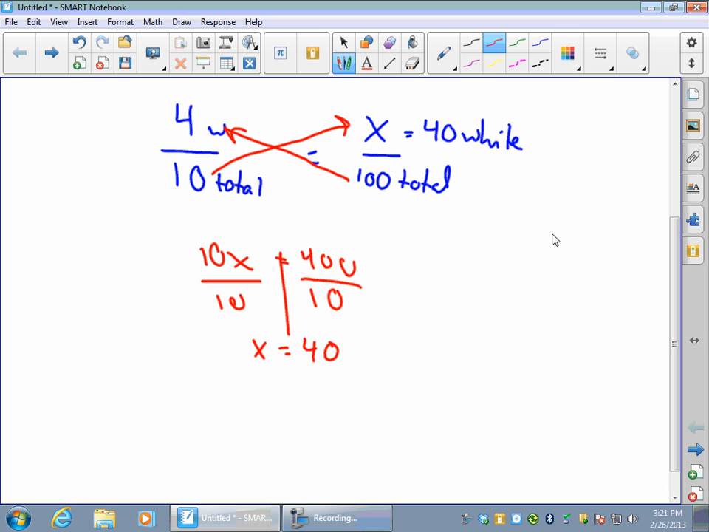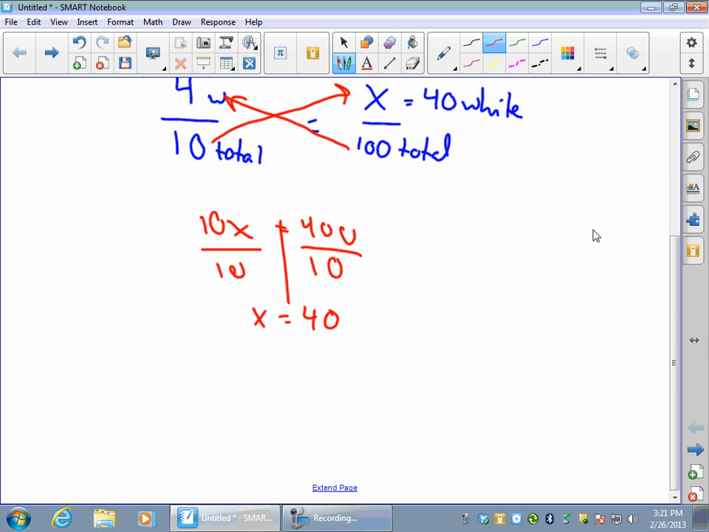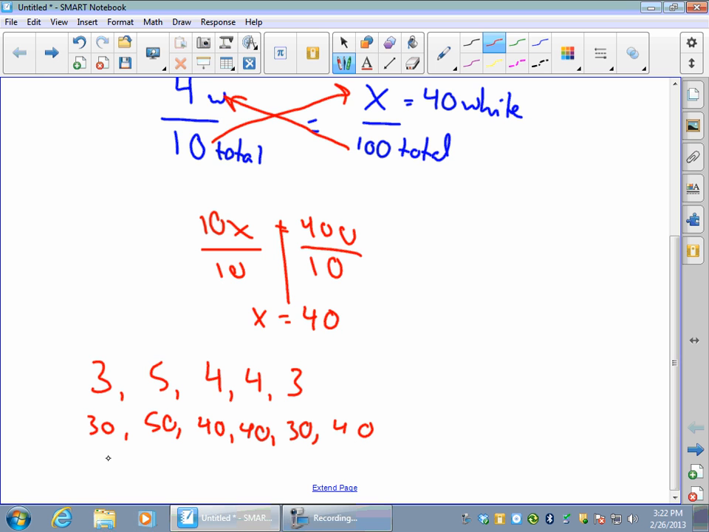Now, that's an estimate. I don't really know how good of an estimate that is because I only did one sample. I could actually get better estimates by doing more and more samples. If I threw all the socks back in, mixed them all up, grabbed 10 out again, and this time I got 3, and the next time I got 5, and the next time I got 4, and then I got 4 again, and then I got 3 again. Well, now I can say, that would be 30 out of 100, 50 out of 100, 40, 40, 30, and my first one was 40. So if I look at all these, I'm going to guess it probably is right around 40.